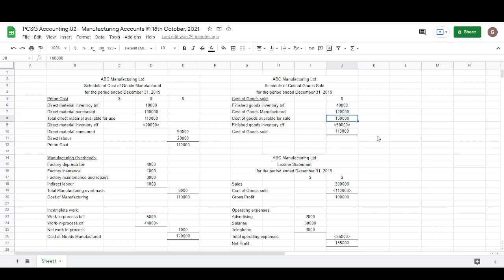So then to determine what we actually sold this period, we would deduct how much we have left. So what we didn't sell, which was 50,000 in this case. So that would give us 110,000 as the goods sold. Okay. And the last thing we have to do is our income statement.